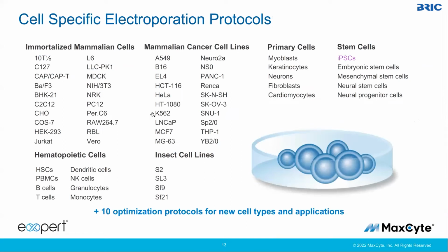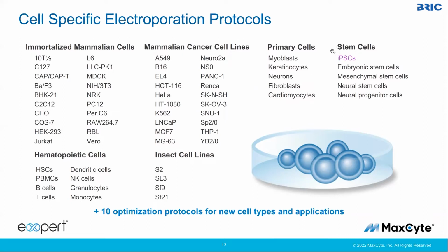So this slide is just showing different electroporation protocols that we have optimized at MaxCyte. We have over 100 optimized protocols for various immortalized mammalian cells. Commonly, you'll probably know CHO cells or HEK293 or Jurkat, for example. We have protocols optimized for mammalian cancer cell lines, A549, K562. We have customers delivering into primary cells, such as keratinocytes, which are quite challenging to electroporate, and we do have an application note for that if anyone's interested, as well as neurons and fibroblasts.